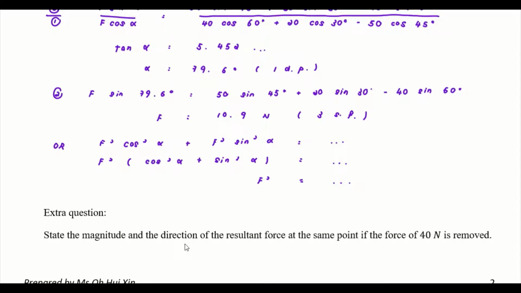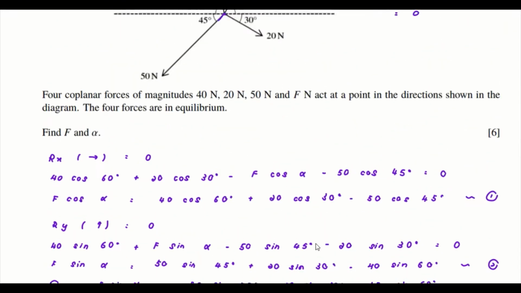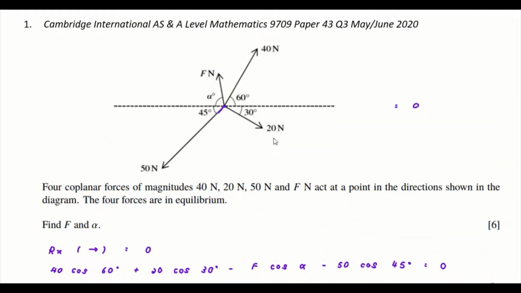State the magnitude and the direction of the resultant force at the same point if the force of 40 Newton is removed. Okay, so let's go back to the diagram. Which means that now all these forces are in equilibrium, right? So if I remove this 40 Newton of force, you already know that all these forces wouldn't be in equilibrium anymore because one force is removed.